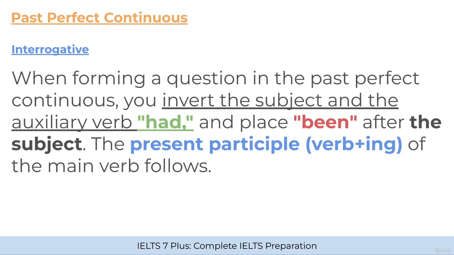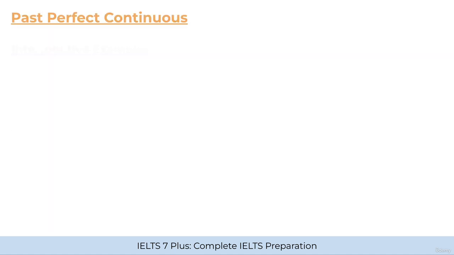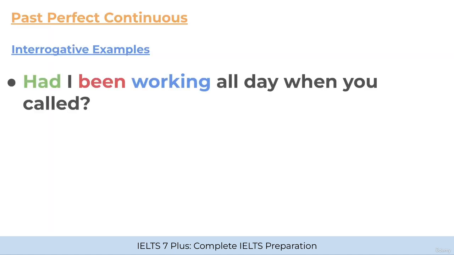Okay then, interrogatives, what do we do? Well, we start the sentence with our auxiliary verb had, followed by the subject, then comes been, and then the present participle, which is our verb, plus ing. Let's see this in action. So, had I been working all day when you called?